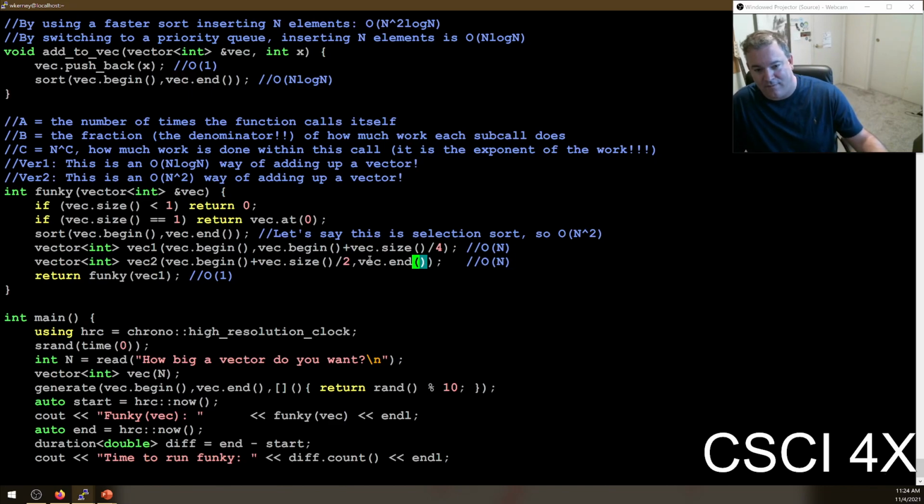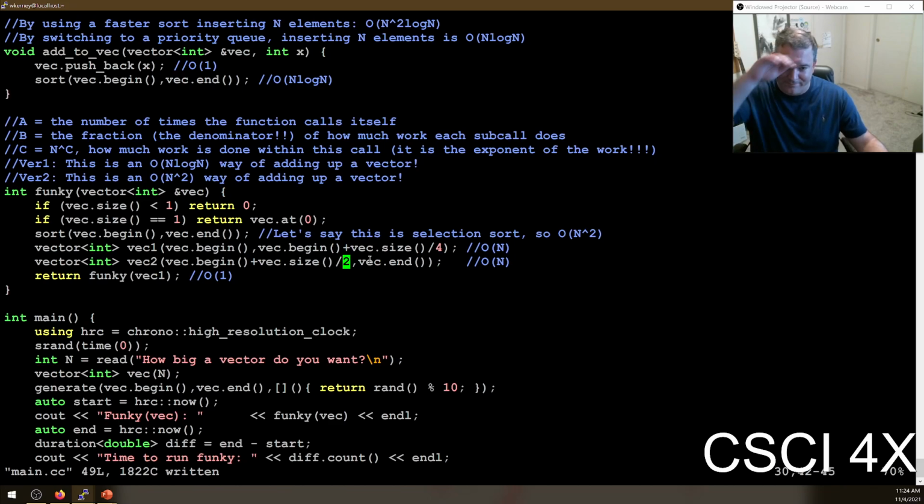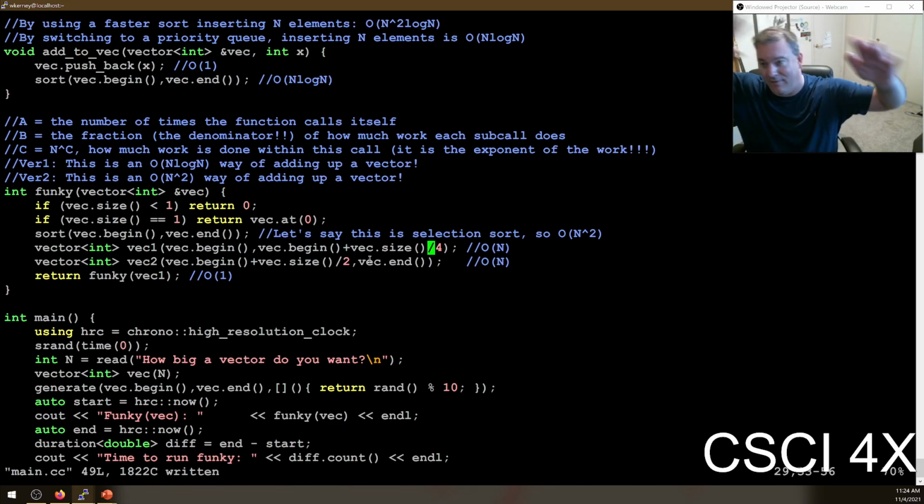But okay, so B here is 2. Because this is half and this is a quarter. So it's going to decay much slower on this side of things, right? Like think about this. Suppose we didn't do the first half at all. Then how many levels deep are you going to do? You go divide by 2, divide by 2, divide by 2, divide by 2, divide by 2. When you divide by 4, it hits the base case much quicker, right? So you hit the base case really quickly this way, and then the other way, it's divide by 2, divide by 2, divide by 2, divide by 2, divide by 2. So it's whichever one's bigger, right?